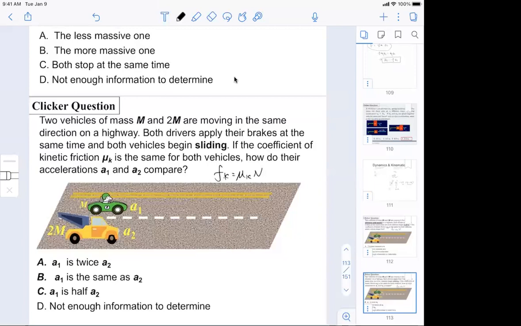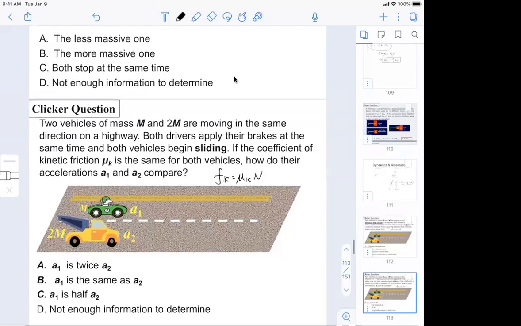All right, 15 more seconds. If you haven't voted already, please put in your vote. Okay, any last minute vote? I'm going to go ahead and close it, okay?